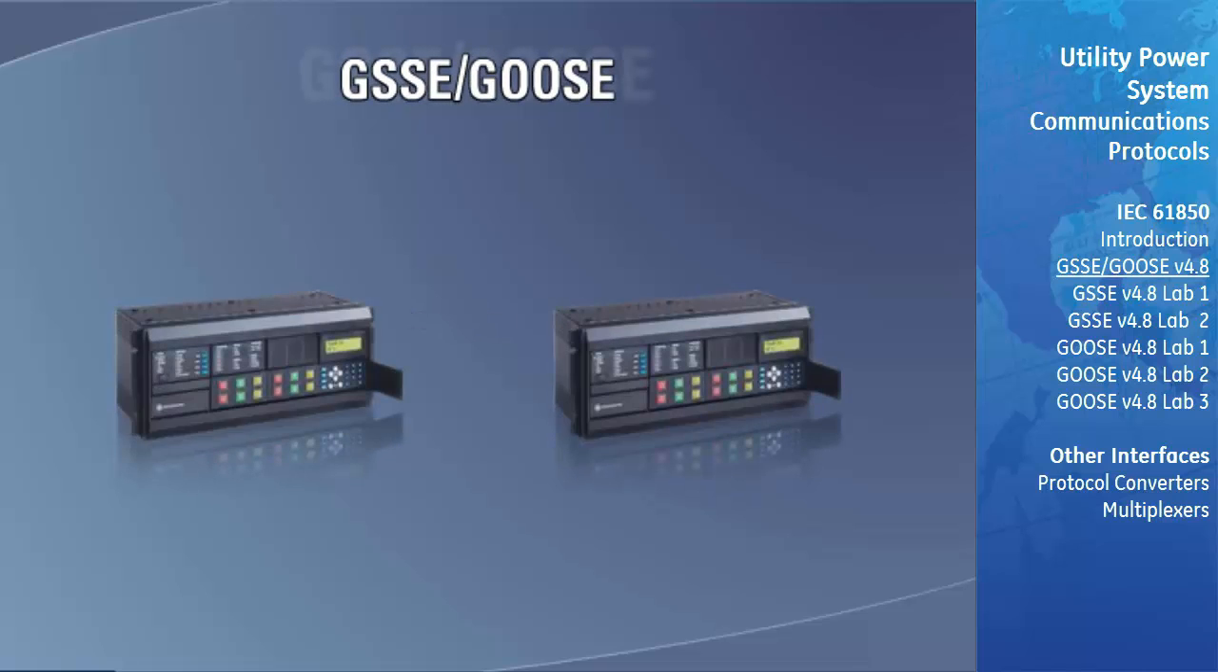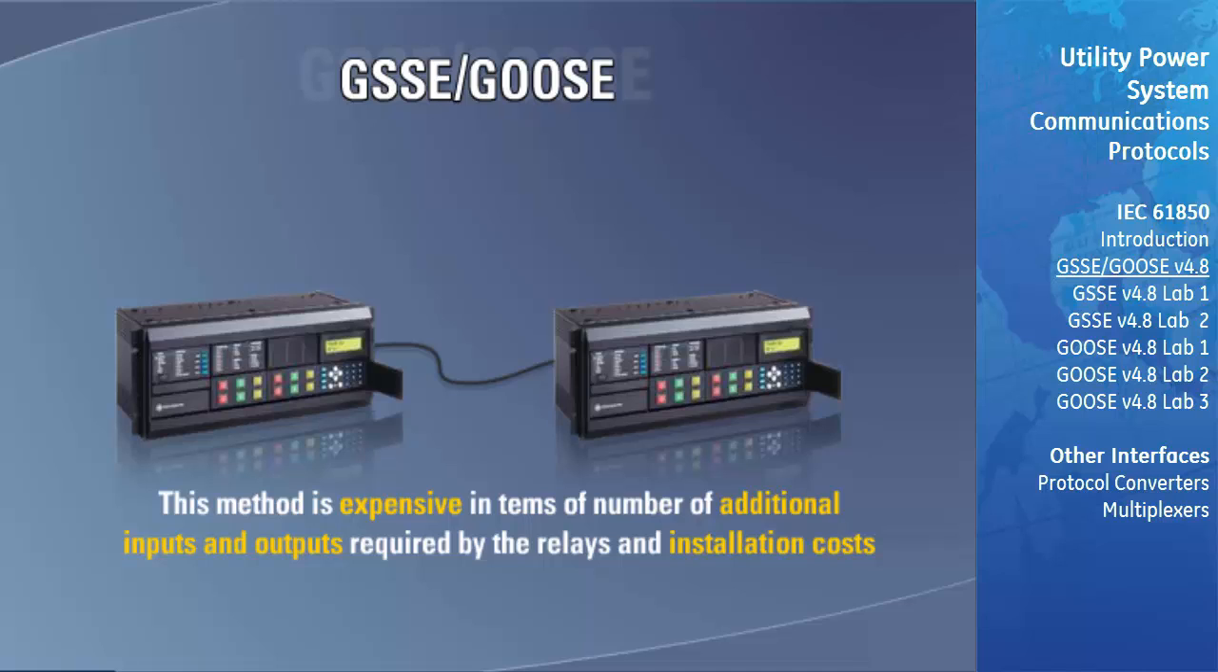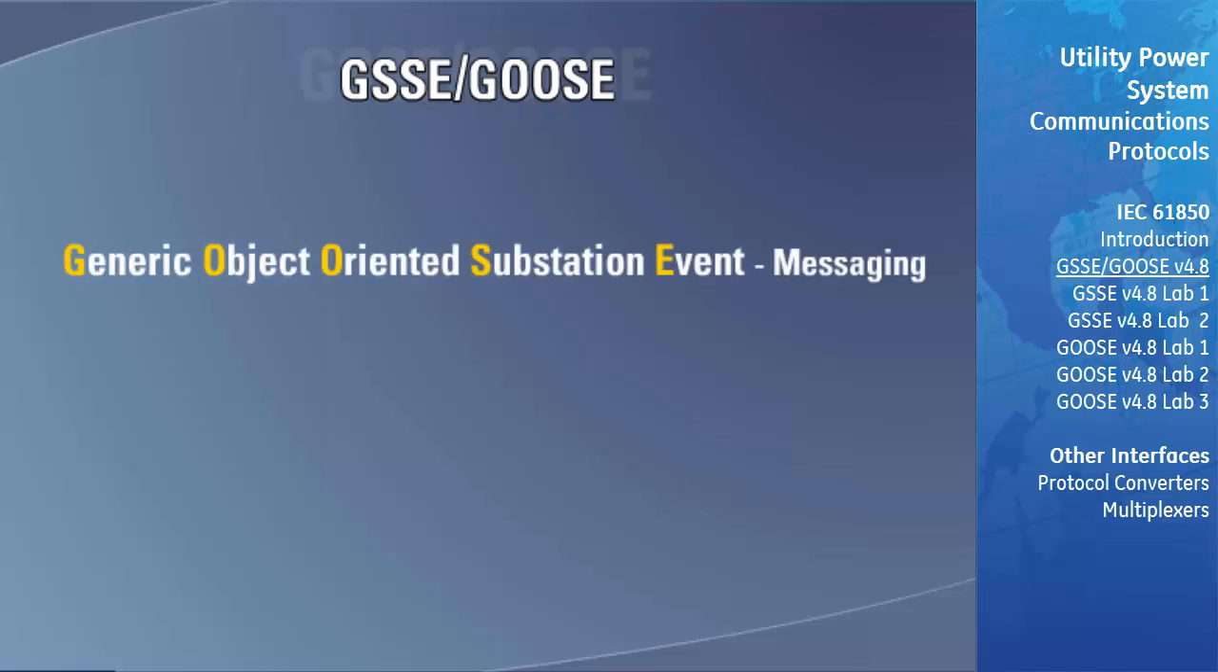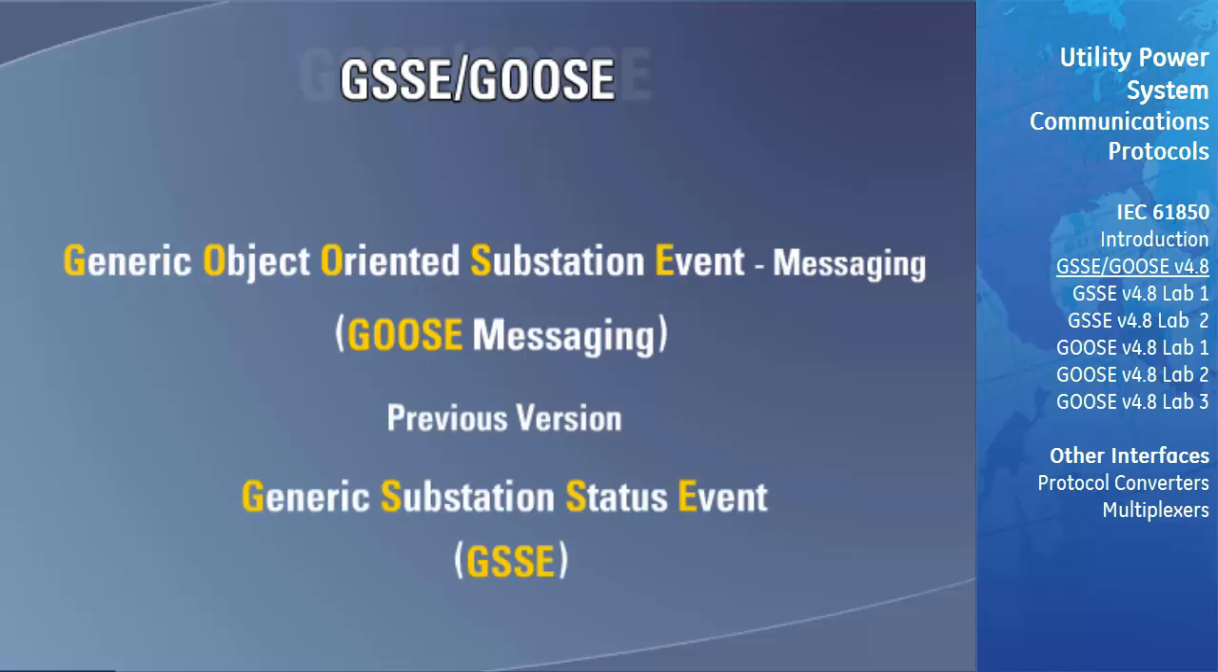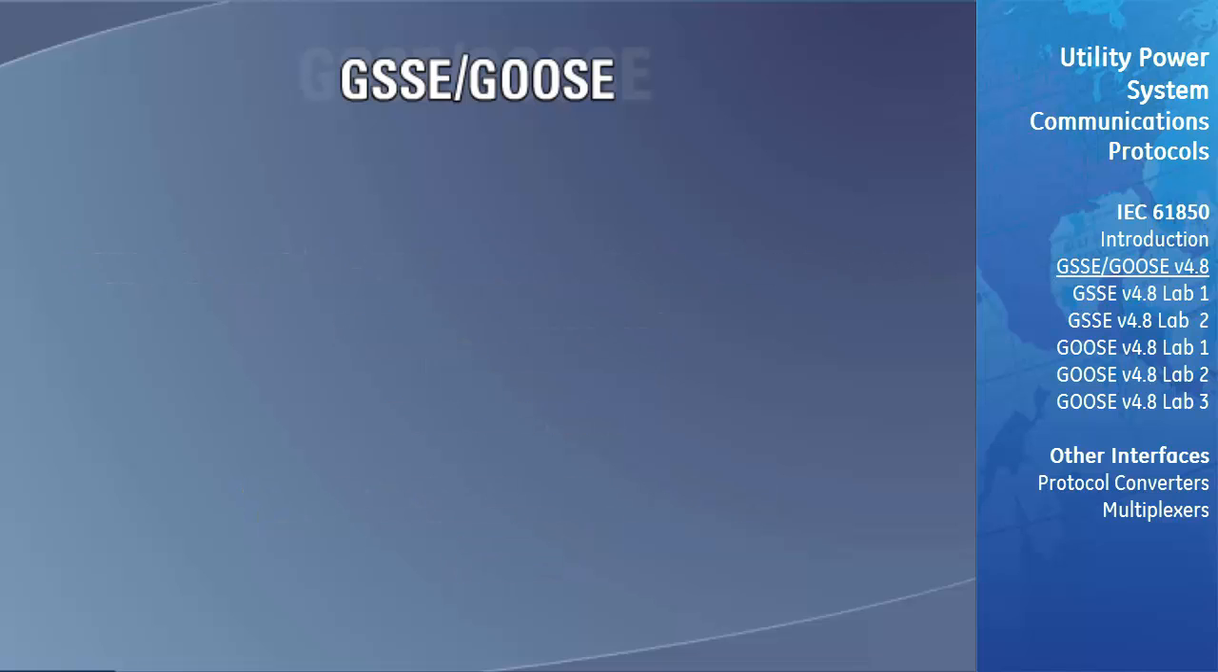Let's take a look at the substation bus peer-to-peer messaging services. A digital exchange between relaying equipment has traditionally been accomplished through hardwiring of the digital inputs and outputs of the relaying equipment. This method of digital information signal exchange is expensive in terms of the number of additional inputs and outputs required by the relays and installation costs. A high-speed, multi-vendor peer-to-peer communication standard was developed, known as Generic Object-Oriented Substation Event messaging, or GOOSE messaging for short. At a later date, IEC 61850 enhanced this standard and kept the name GOOSE. The previous unenhanced version of GOOSE was renamed Generic Substation Status Event, or GSSE for short. The Universal Relay can be configured to support either one, but not both at the same time.